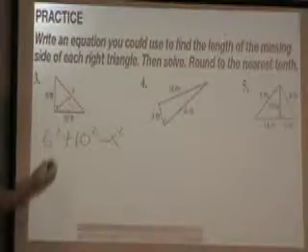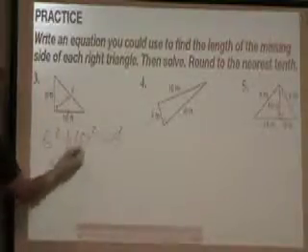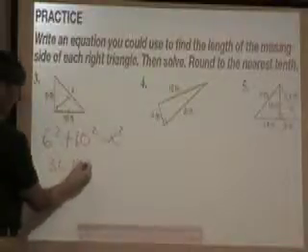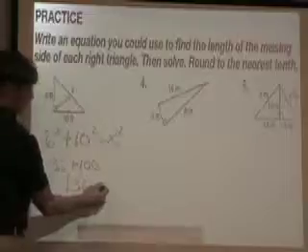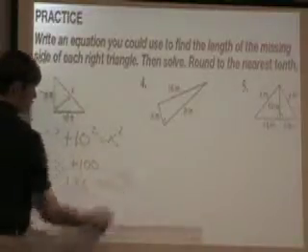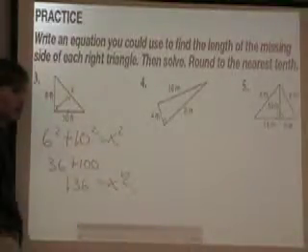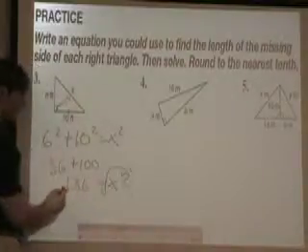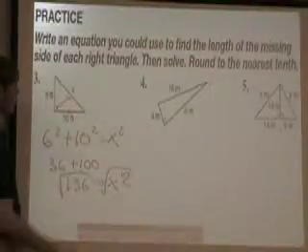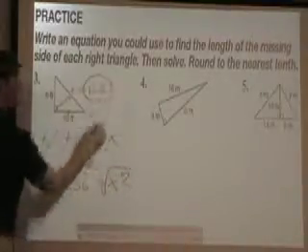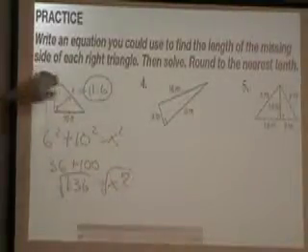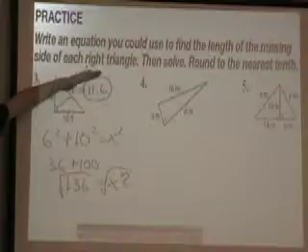Okay? 6 squared is 36. 10 squared is 100. 100 plus 36 is 136. So that equals x squared. Now, Anna, how do I solve that? So what's the square root of 136? It equals 11.6.